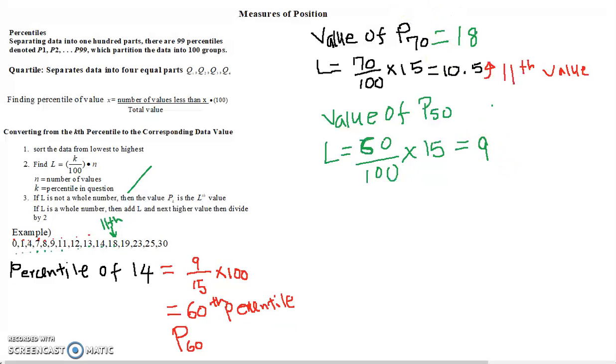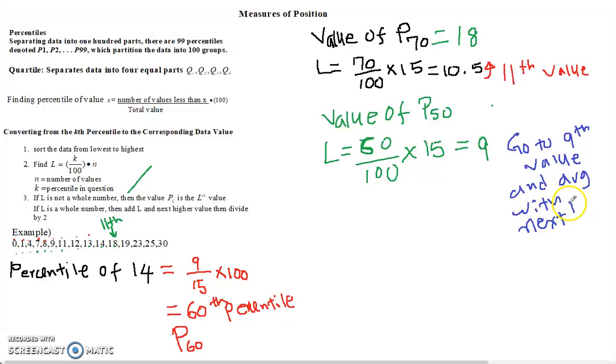I'm going to use a different color here. So we go to the 9th value, then go up to the next higher one, then we're going to average them. Okay? So go to the 9th value, okay, and average with the next higher value.